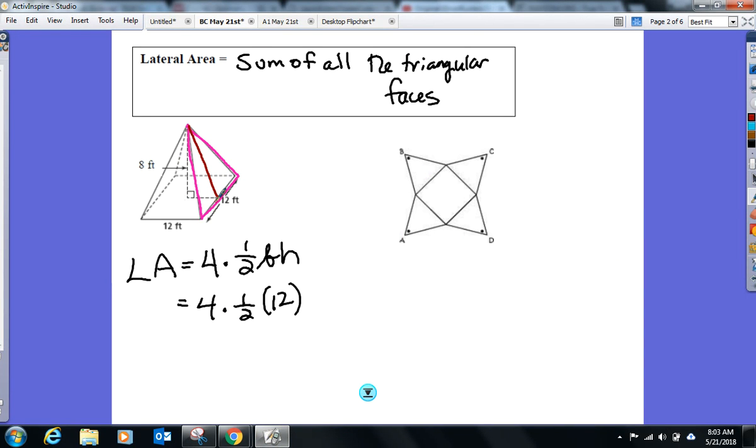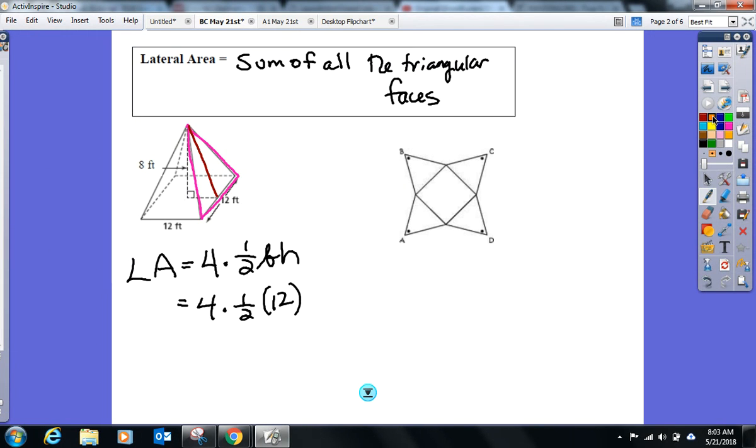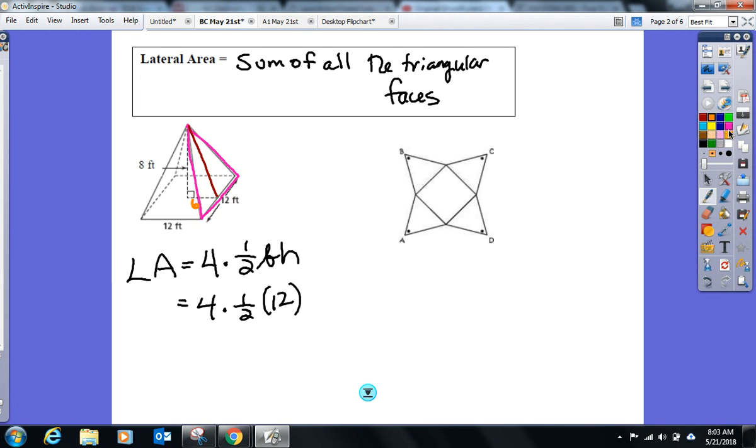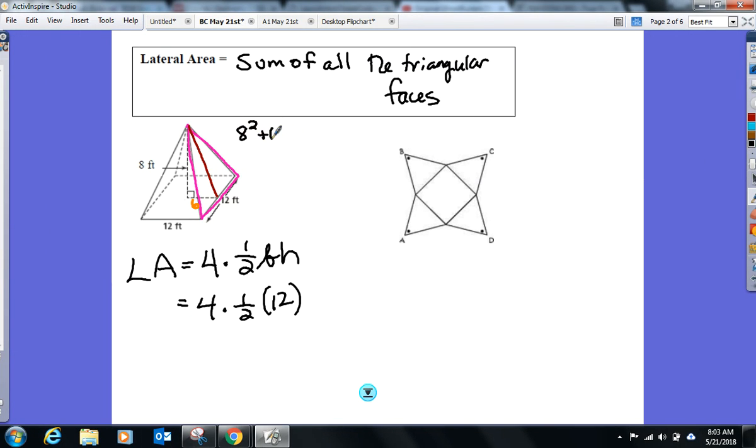Like I said before, it forms a right triangle. One of the legs is 8. Now what about this leg right here? That's always going to be half the base, half the base length, 12. So it's going to be 6. It's always going to be half the length of the base of the pyramid. So we can do a little Pythagorean theorem and say 8 squared plus 6 squared will be equal to my slant height squared.